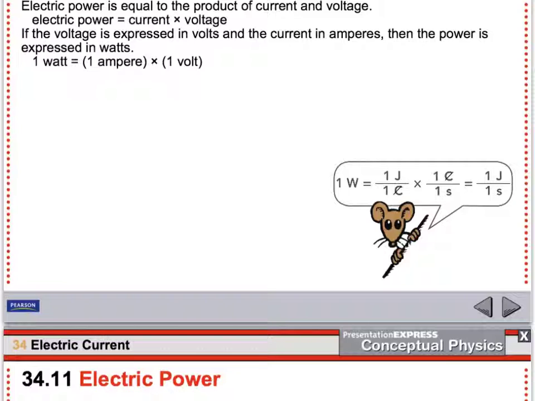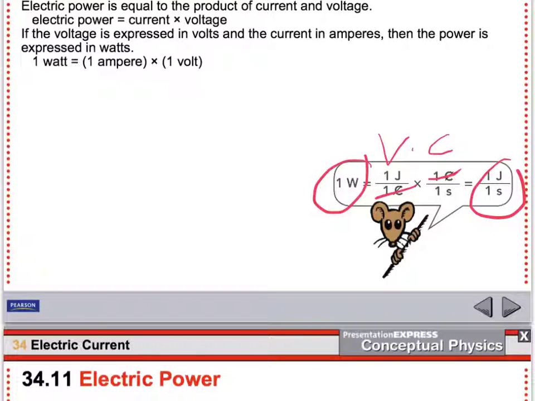If you look down at Mr. Mouse in the bottom right hand corner, he's telling you that 1 watt equals 1 joule over 1 coulomb, which is the definition of a volt, how many joules per coulomb, how much power you have per electron, multiplied by how many coulombs go by in a second, which is a measure of electric flow, which is current. And that equals 1 joule for every second by canceling out the coulombs.